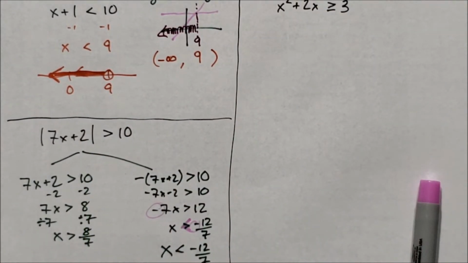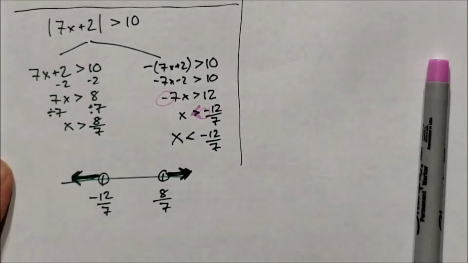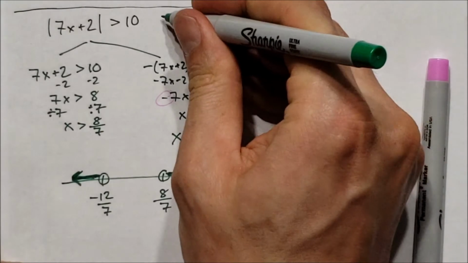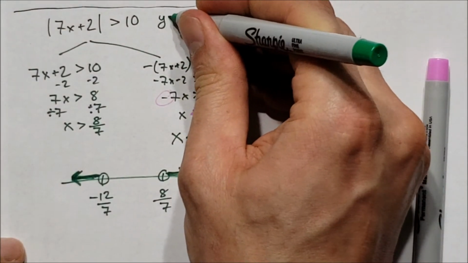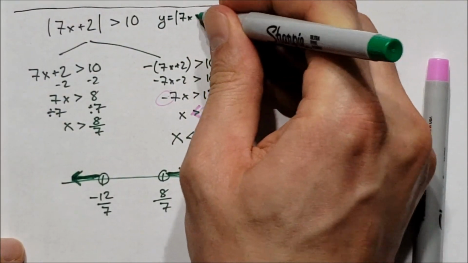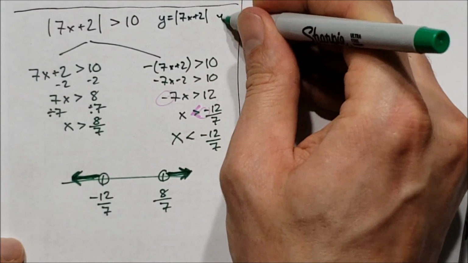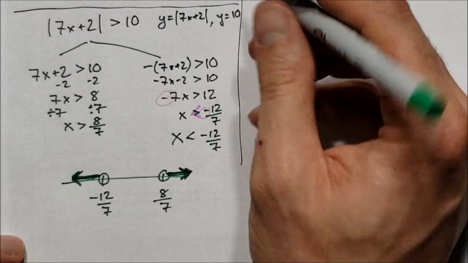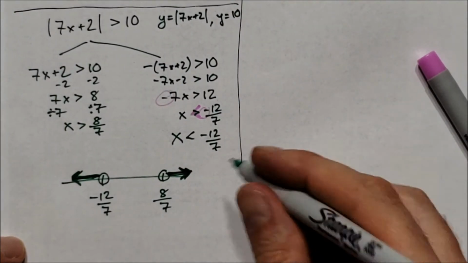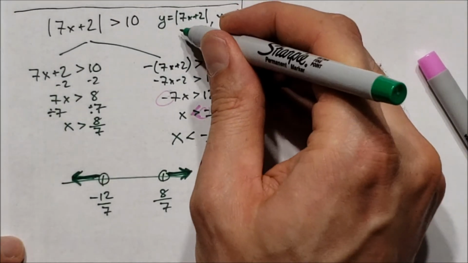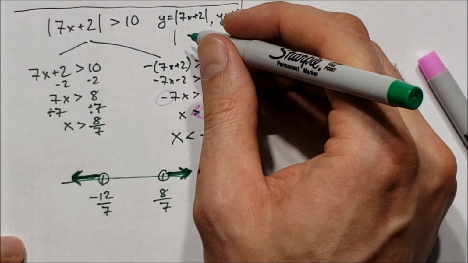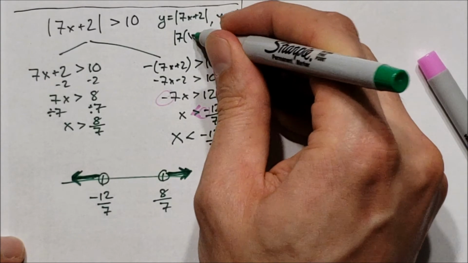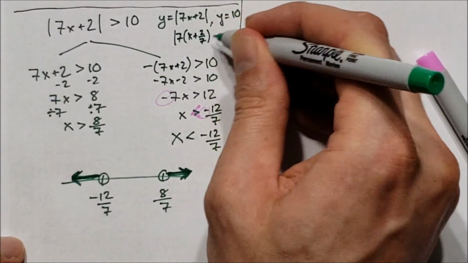Looking at our absolute value problem, if we look at it graphically, we have y equals absolute value of 7x plus 2, and then y equals 10. We're looking at the two equations again. Let's go ahead and graph this below, where we can rewrite this. Let's rewrite this very quickly as absolute value of 7 times x plus 2/7. I'm just factoring out a 7.